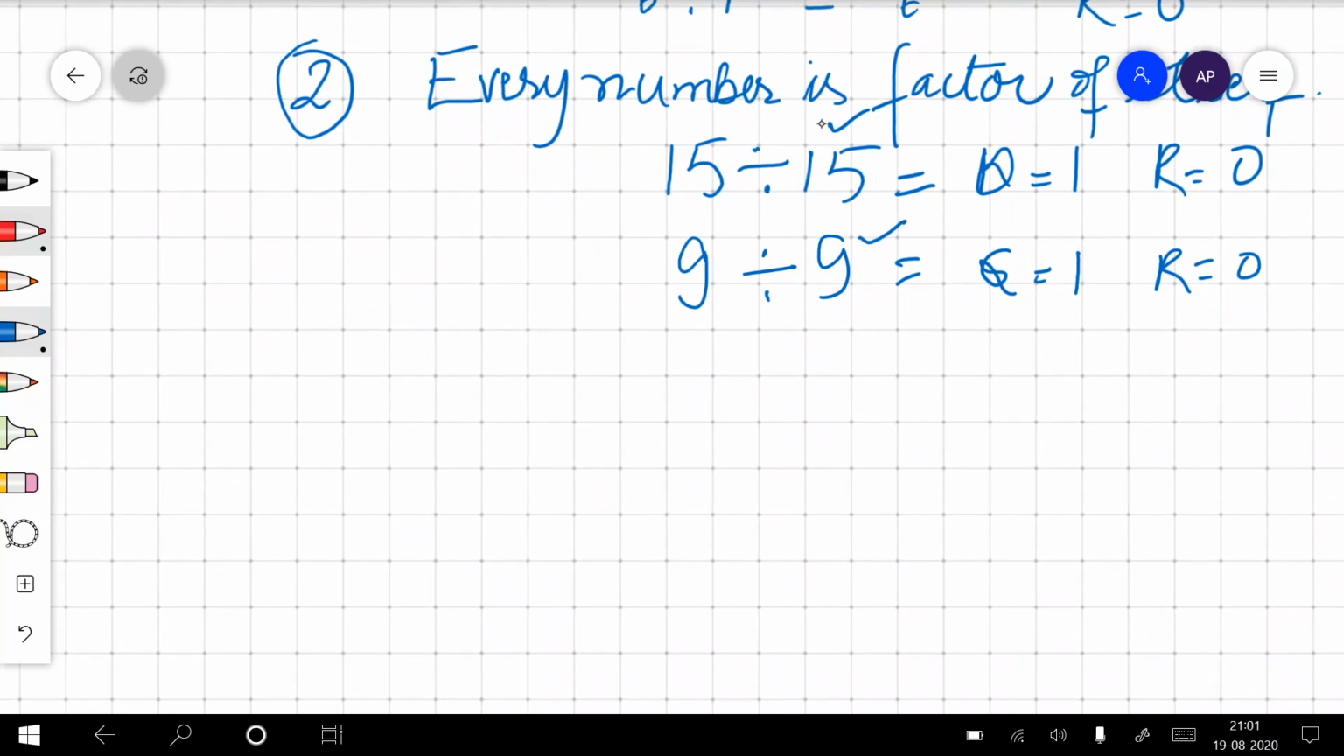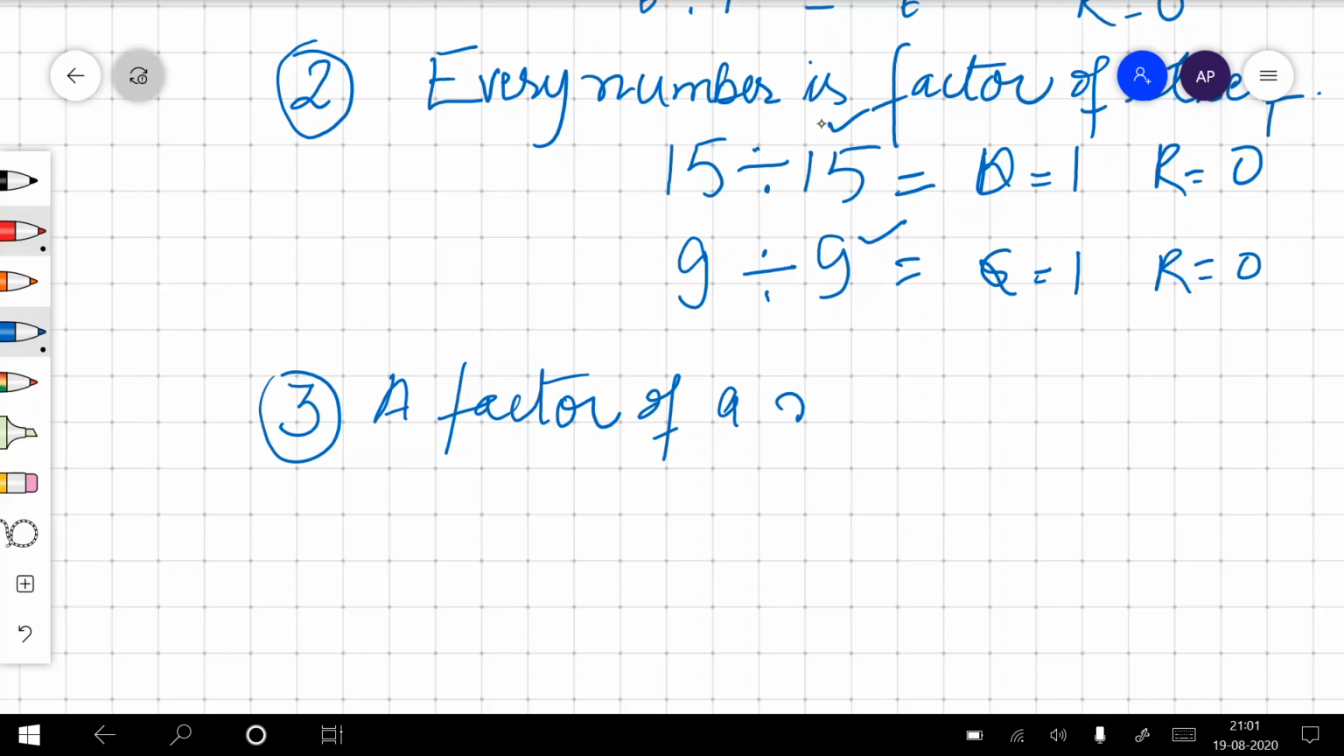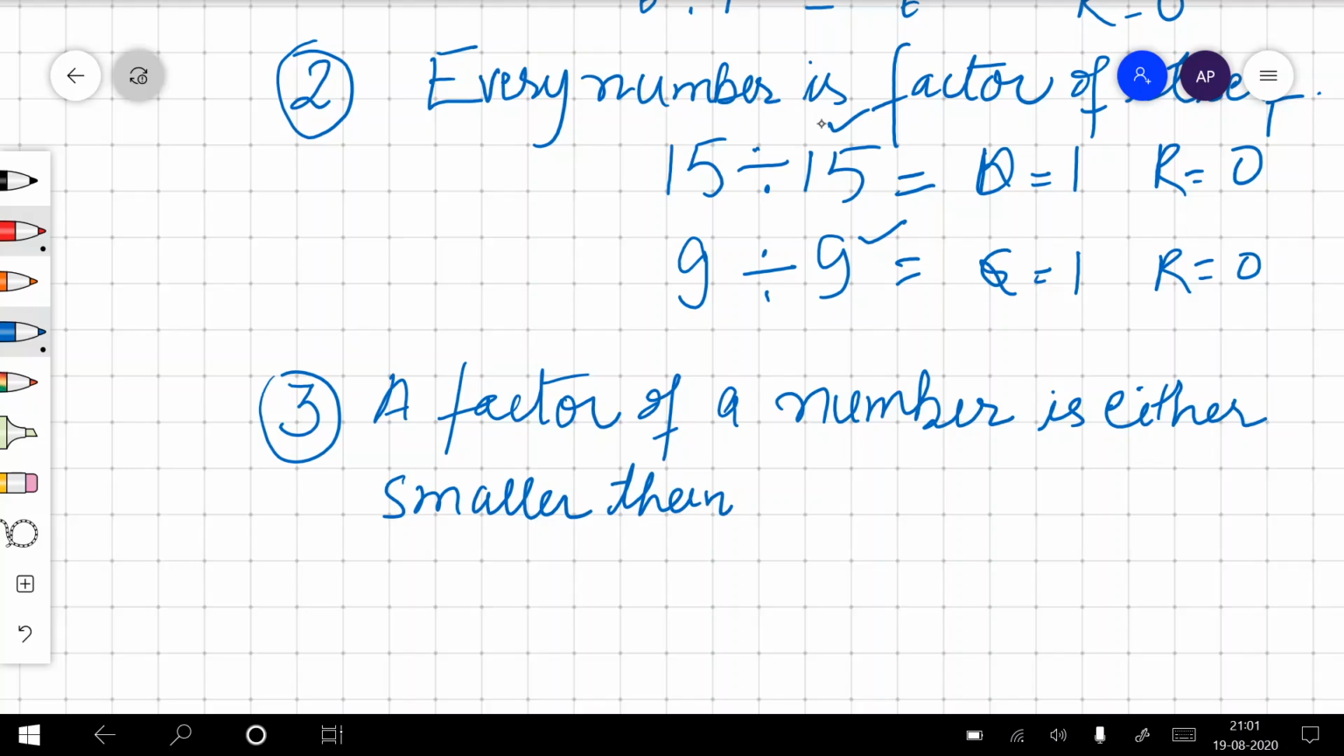Now come to the third property. The third property is that a factor of a number, a number means any number, okay, is either smaller than the number or equal to that number.